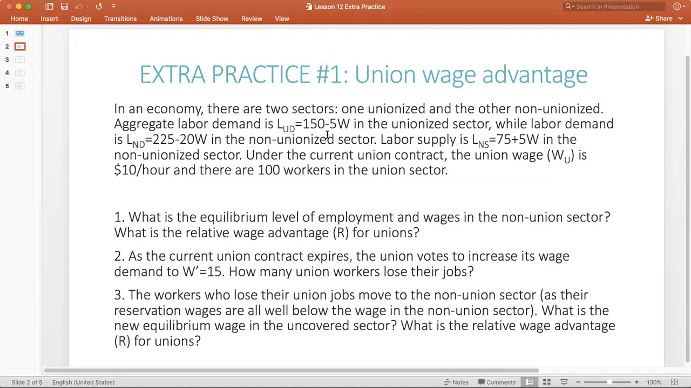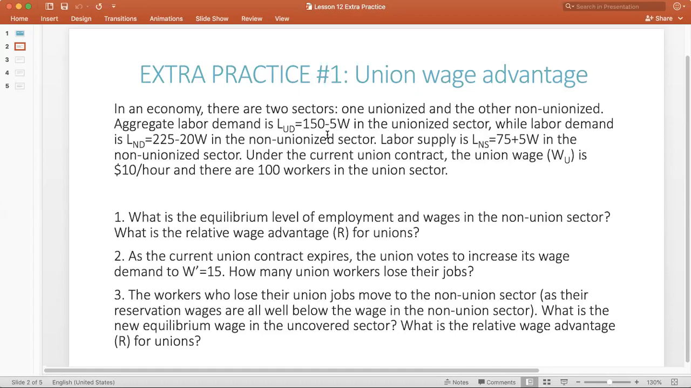Number 1 is about union wage advantage. In an economy, there are 2 sectors, one unionized and the other non-unionized. Aggregate labor demand is LUD = 150 minus 5W in the unionized sector, while labor demand is LND = 225 minus 20W in the non-unionized sector. Labor supply is LNS = 75 plus 5W in the non-unionized sector, and under the current union contract, the union wage WU is $10 an hour, and there are 100 workers in the union sector.